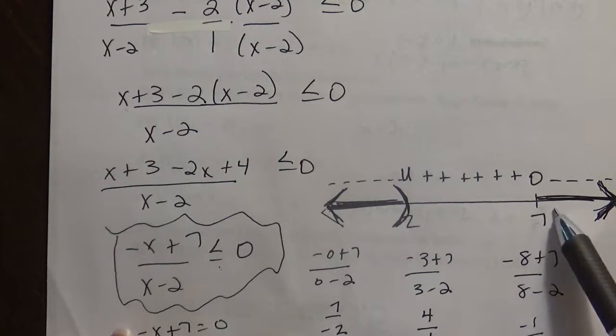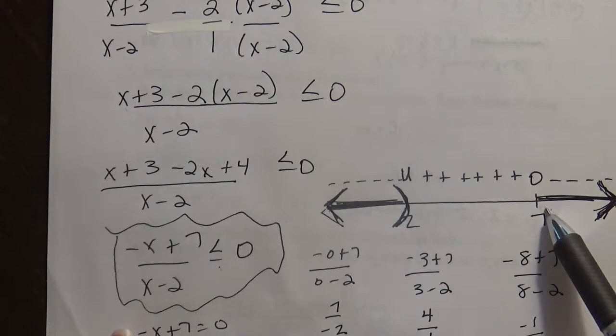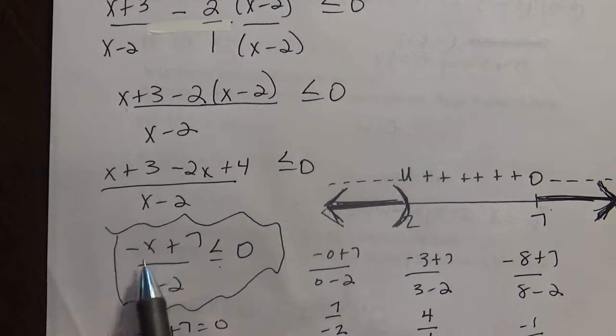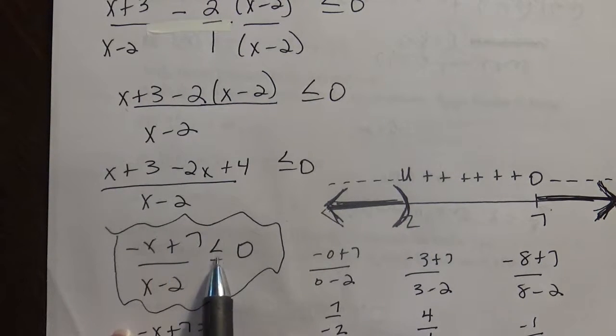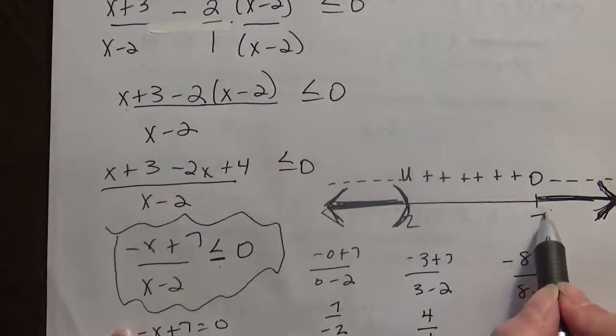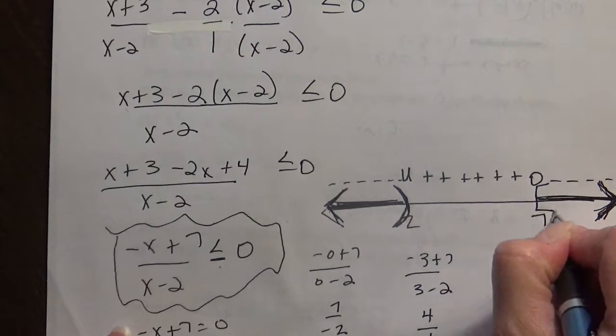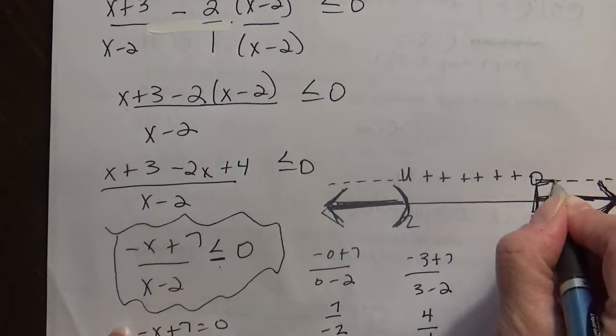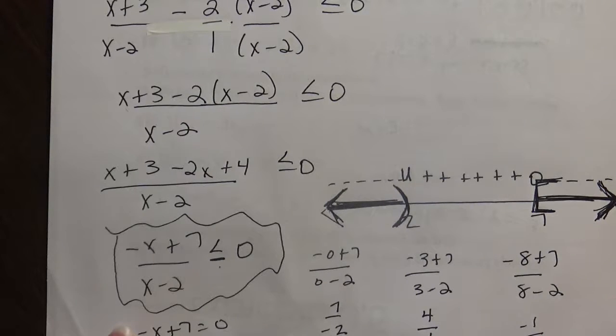Is 7 included? Yes, it is. If you put 7 into this, you get equal to 0. And remember, they wanted to know when was it less than or equal to 0. So because of this little equals here, 7 is going to be included. So we could put a square bracket on 7. So this is a little bit different from the problems that we did before in the previous sections, because this time we've got a round parentheses here and a square bracket there, simply because 2 is not in our domain.